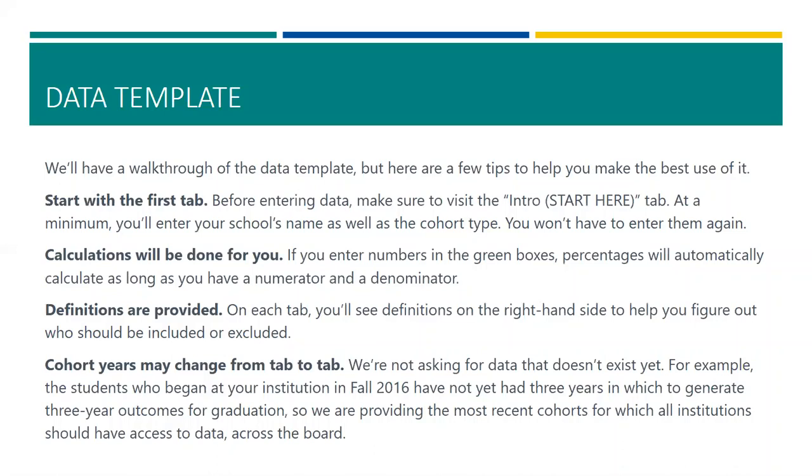The calculations will be done for you. You'll see there's green boxes. All you have to do is enter numbers in the green boxes. As long as you have a numerator and a denominator, the percentages will calculate next to the numerators.